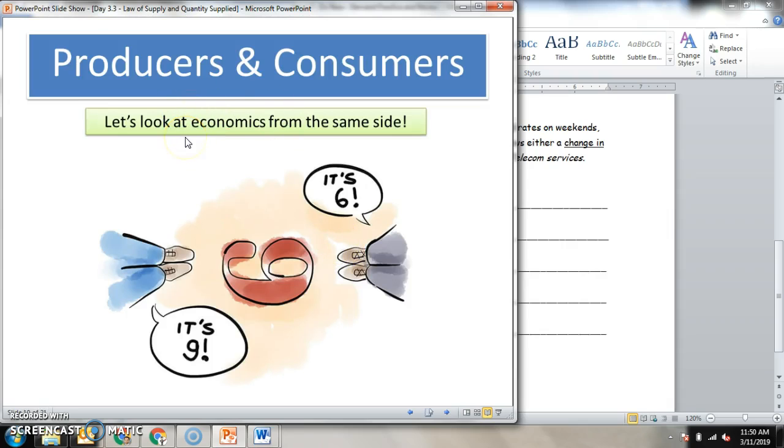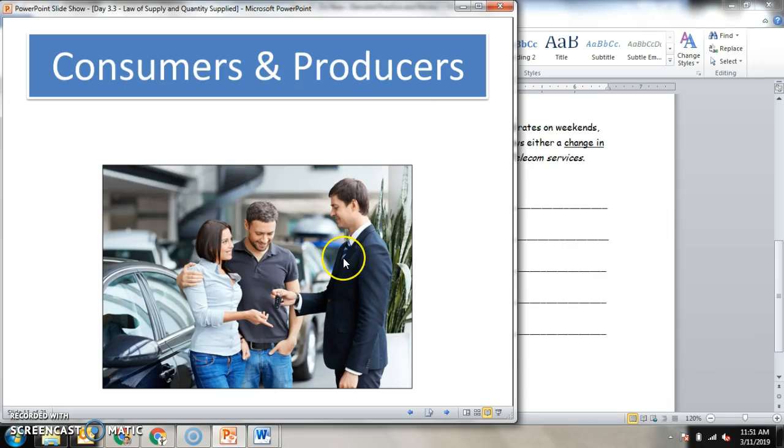In economics, we have to look at things from different angles. If you're thinking about supply but looking at it from the wrong angle, you're going to get it all wrong. And so we have to look at supply from the perspective of a producer. We have to look at it from the same side. And so that same side, we can think about a market transaction.